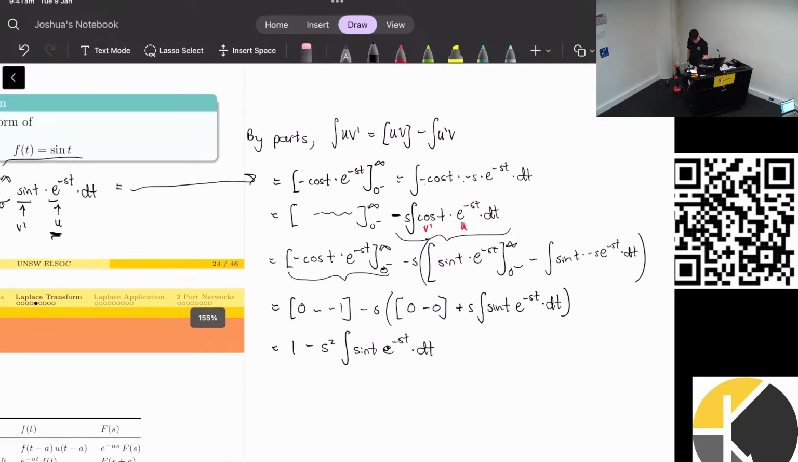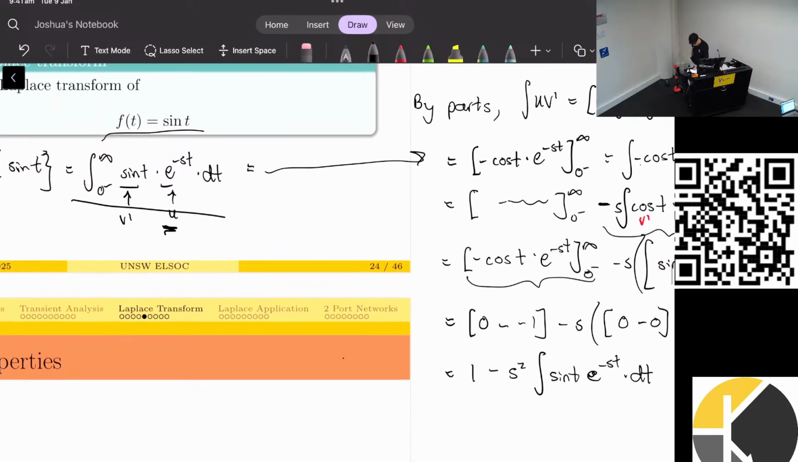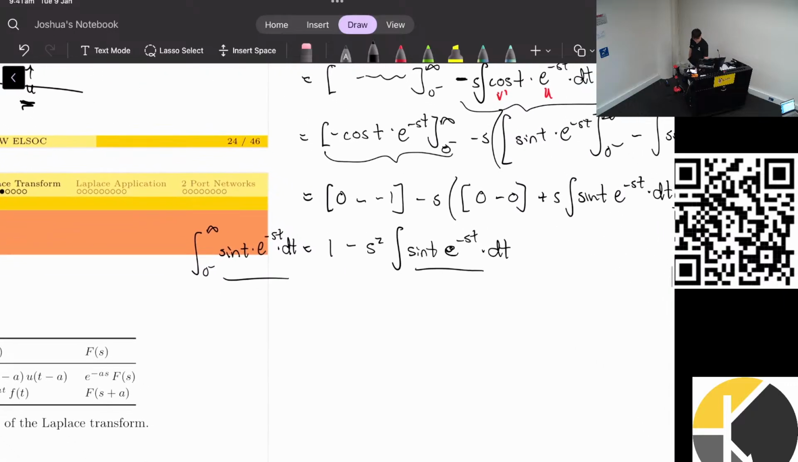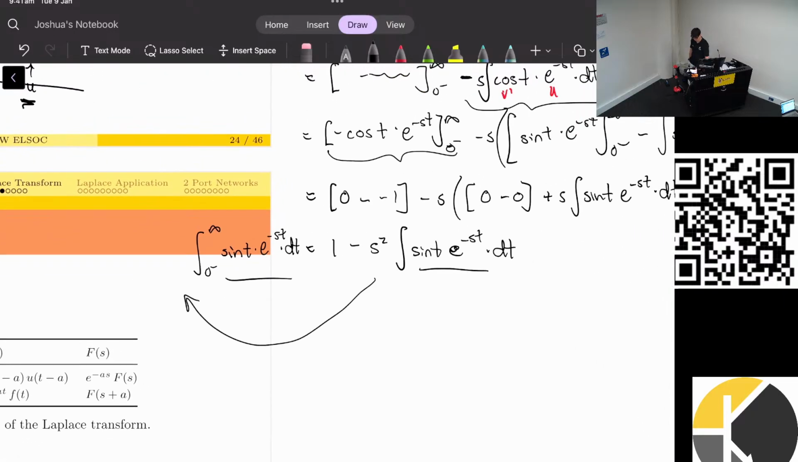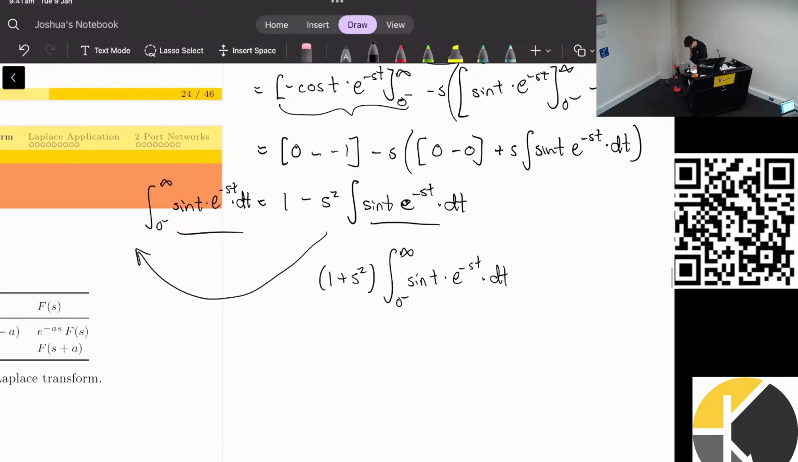Alright, so it might look like we didn't get anywhere because this is what we were trying to solve. So this is what this is equal to. And we can see that, wow, I just got the integral on the other side. But what's cool is I can bring this one over and I can factor it out. So if I bring that over, I can factor out a 1 plus s squared, the integral from infinity to 0 minus sine of t e to the minus st dt, and that will equal 1.